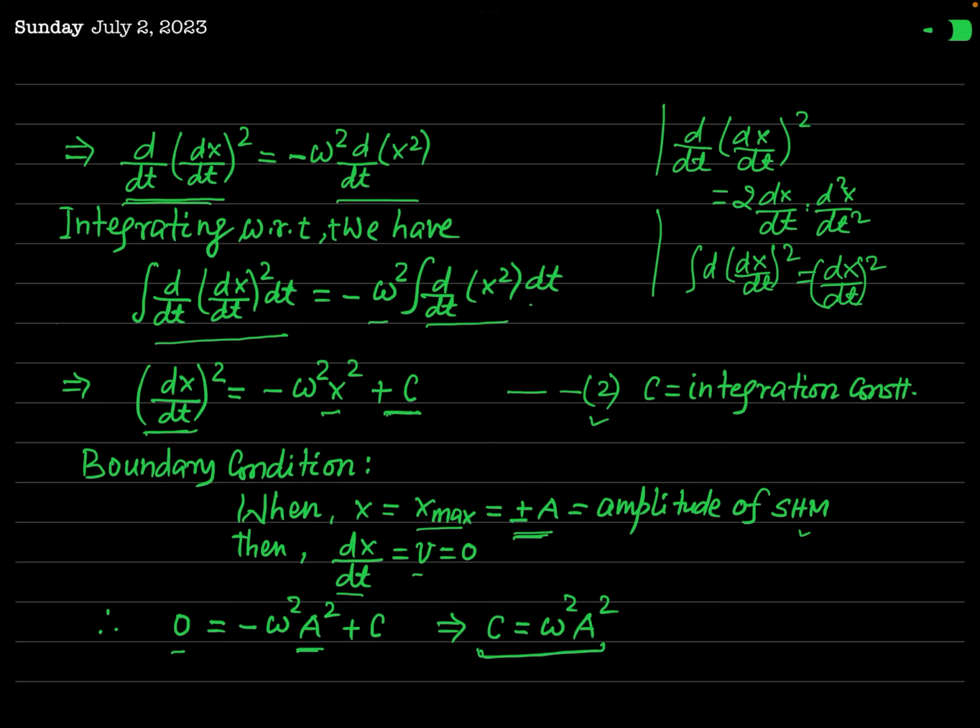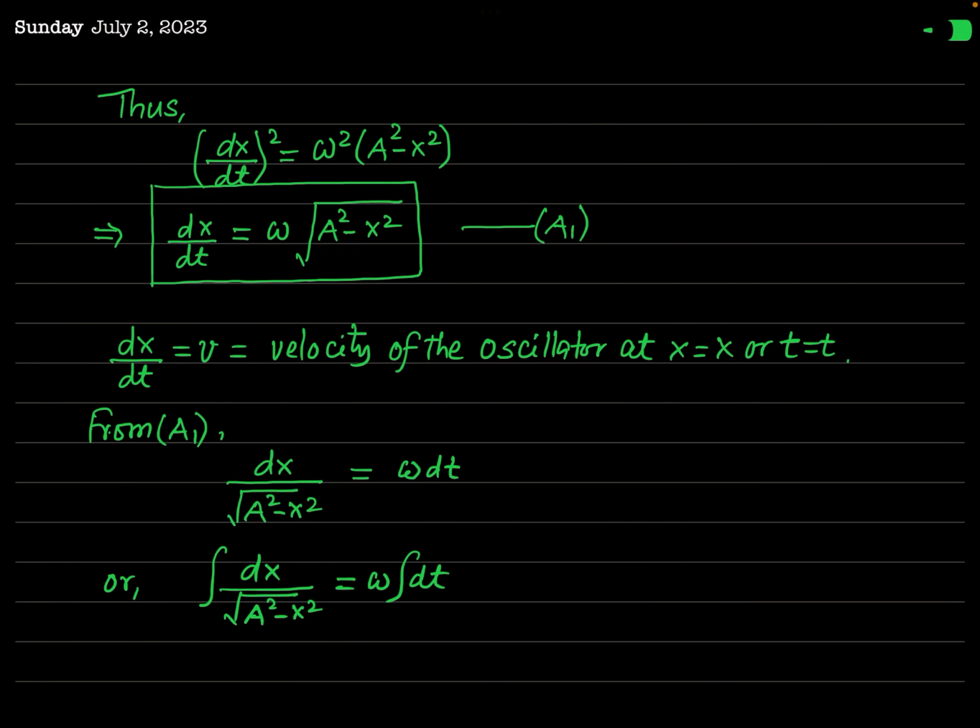Now we will substitute this value of the integration constant in this equation 2. Okay, so see this equation 2 and substitute this value of c, which is omega square a square. After substituting, we get dx by dt whole square equal to omega square times a square minus x square. Actually here omega square has been taken as a common factor. And so dx by dt will be equal to omega times the square root of a square minus x square. Actually this is also a very important result, because you know this dx by dt is the velocity of the particle at any time t or at position x. So this is also a standard equation, and it represents the velocity of the particle executing simple harmonic motion at any time t or at a position x. Okay, so you should remember this result too.